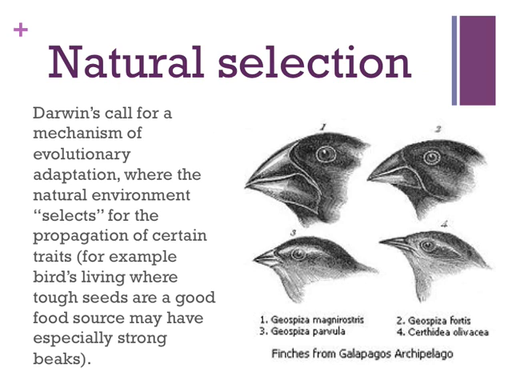Natural selection. Darwin's call for mechanisms of evolutionary adaptation where the natural environment selects for the propagation of certain traits. For example, birds living where tough seeds are good food sources may have especially strong beaks. Okay, so these are all the kinds of finches from the Galapagos archipelago. So these are basically just different kinds of birds, but all from this family. Finches from Galapagos. Also, we can add that Darwin mainly focused on these special birds. So these are special too.